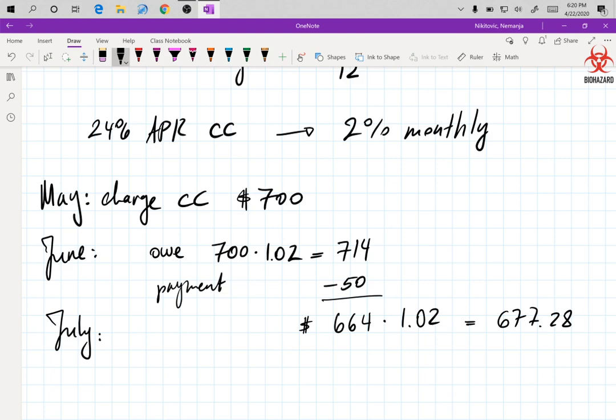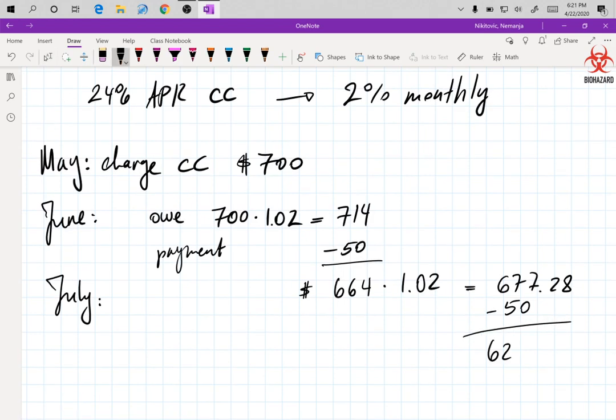And then you are making another payment. Let's say you pay again $50. So now you owe, in August, $627.28.